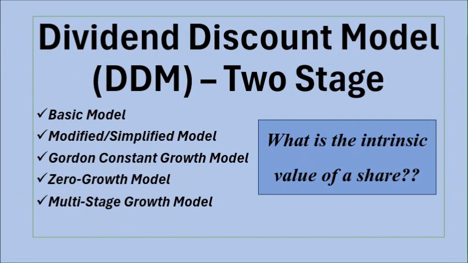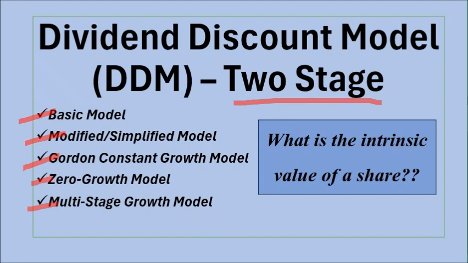Hello there and welcome. In this video, we will discuss the two-stage dividend discount model for calculating the intrinsic value of a share. We will start with the basics. First, we'll discuss the basic dividend discount model, its modified form, the constant growth or the Gordon model, and the zero growth model. With the basics done, we will move on to the multi-stage model with an example of a company with two stages of growth.